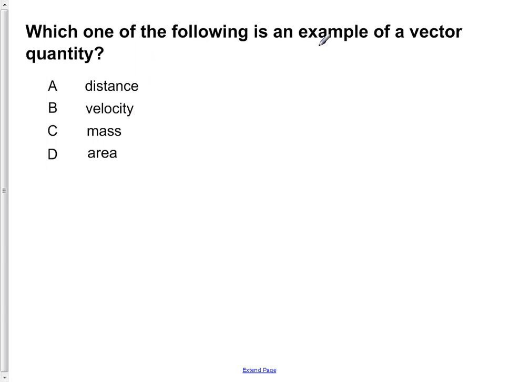Which of the following is an example of a vector quantity? To answer this question, you have to remember what is the difference between a scalar and a vector.